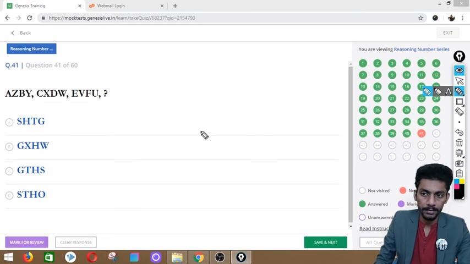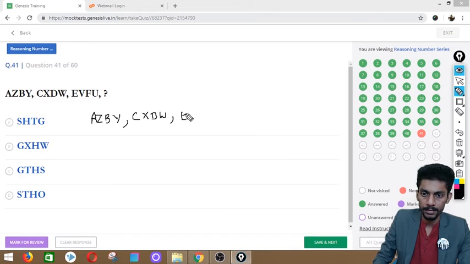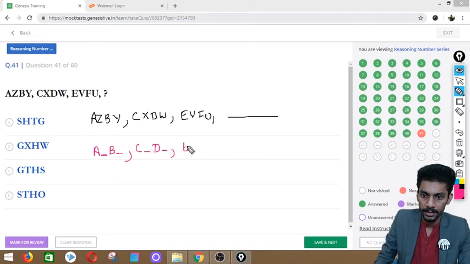Okay. Next one. Question number 41. So AZ, BY, CX, DW, EV, FU was the next term. Now, if you see very carefully, you have A, then you have Z, we leave as blank, then you have B, and then you have a blank. I'm not considering Z and Y now. C, leave a space, you have D, leave a space, E, leave a space, you have F, leave a space. And dash. Now, A, B, C, D, E, F, G, space, H and space.